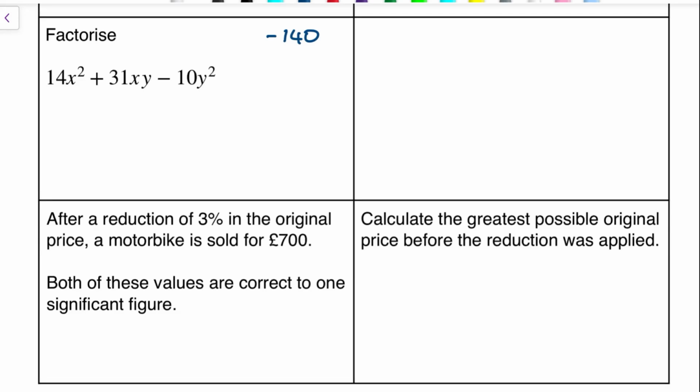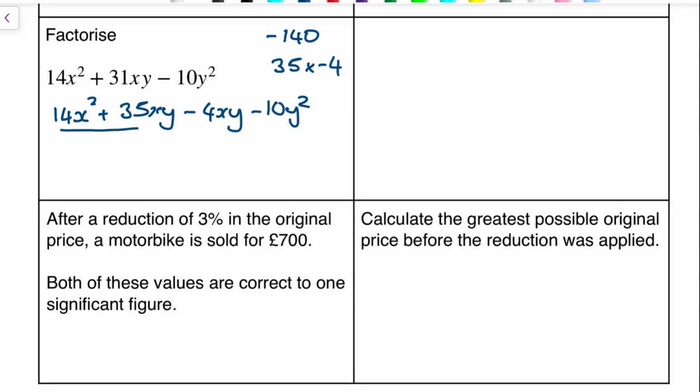Well, 140, we'll start with the obvious one, so it's 70 times 2, it's nowhere near. It is also 35 times minus 4, because half of 70 and then double the 2 gives me 35, which means I can write this as, although you're used to doing it without the y, it's basically just add it on like you would the x. So I'm going to write this as 14x squared plus 35xy minus 4xy minus 10y squared.